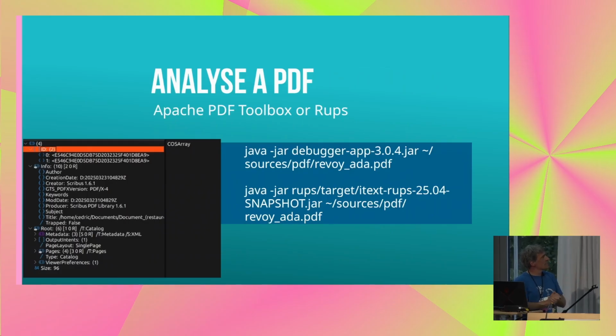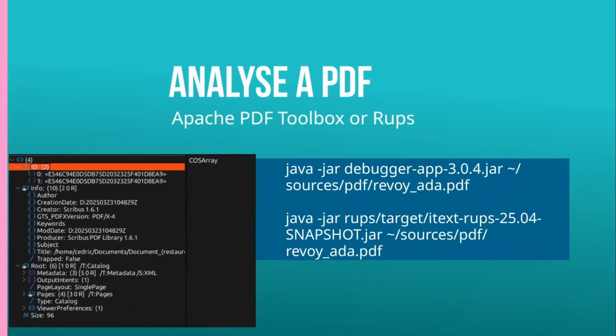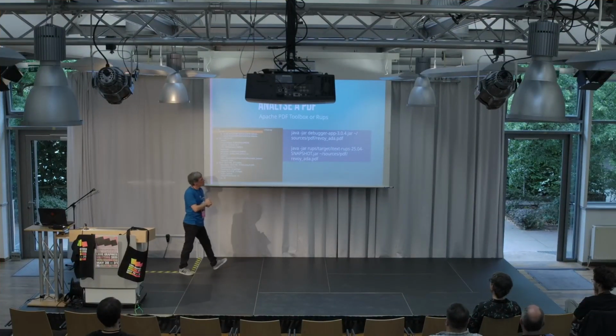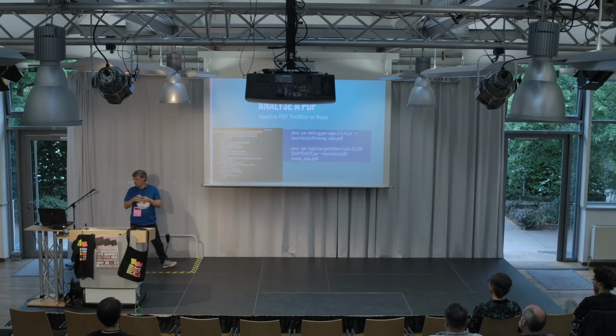So we have to do that, and we have to build our own tool. There are some nice tools we can use, for example this debugger from PDFBox, or this RUPS, which is an iText sub-tool. You can analyze the PDF with these tools to search for many properties and just check if they are in the right place, so it has the right value. This is very interesting to analyze the PDF.